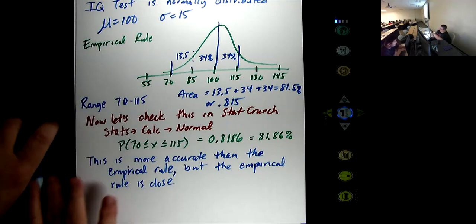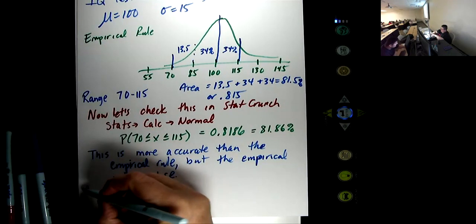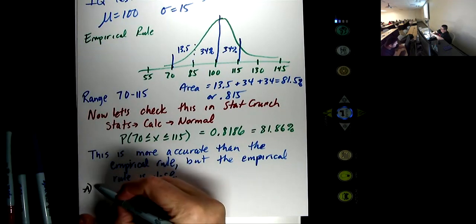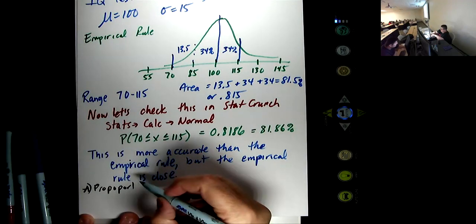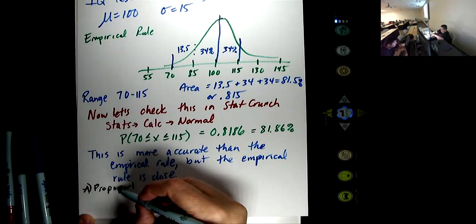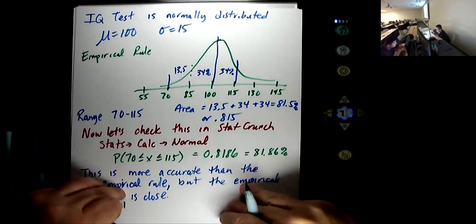This 70 to 115, I can say it two ways. A, the proportion of the population. Can't even spell it. Let's go to the next page real quick.